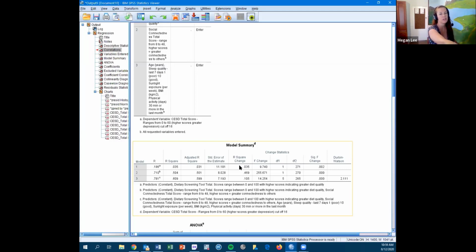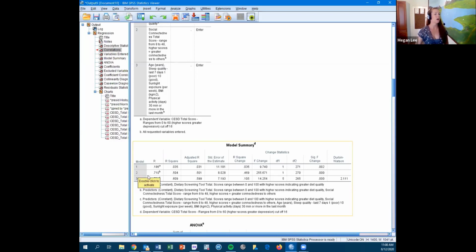So there's a 3.5% change from nothing to model one. And then our significance F change tells us whether or not that change in R squared is significant. Can you tell me, is that change in R squared significant? Yes. Yep, good. So when we add social connectedness, what happens?